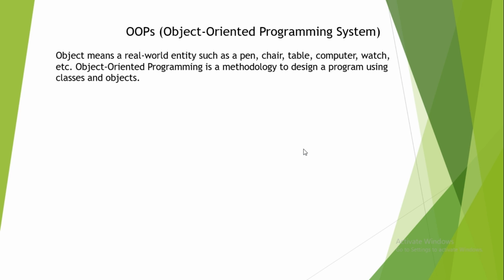computer, watch, etc. Simply, something which has a state and behavior is known as an object. Object-oriented programming is a methodology to design a program using classes and objects. It is like a concept, a methodology. There are some rules and regulations that we have to follow to create the program. Java is an OOPs language, so it has to follow the object-oriented programming methodology.